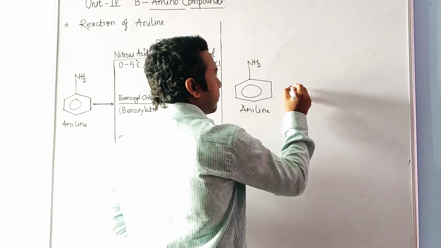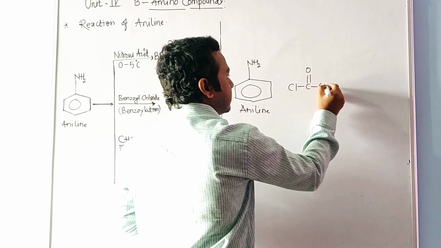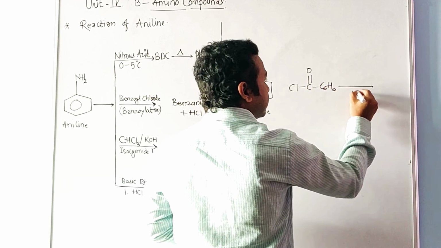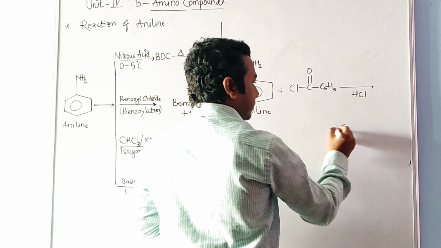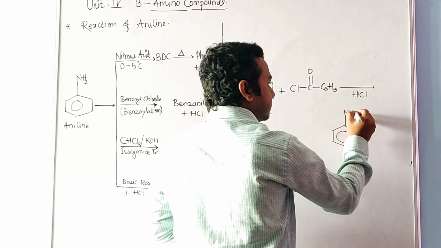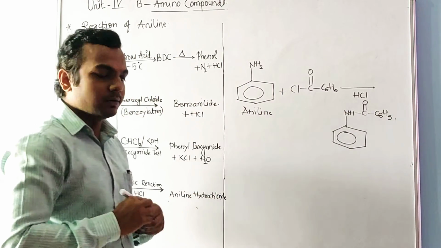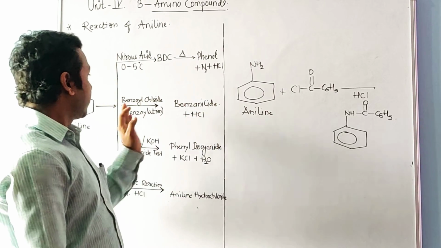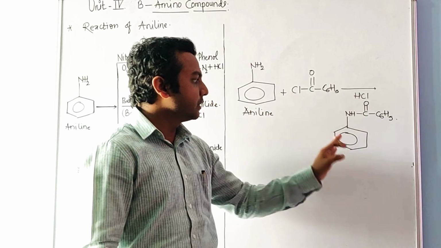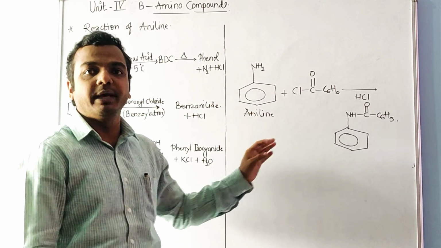What is the formula of benzoyl chloride? That is Cl, C double bond O, C6H5. When you remove HCl from these two compounds, you get benzanilide, that is benzene attached to nitrogen, then hydrogen, C double bond O and C6H5. This is your benzanilide. What happened in the second reaction? Aniline when it reacts with benzoyl chloride, with the removal of HCl, gives benzanilide.